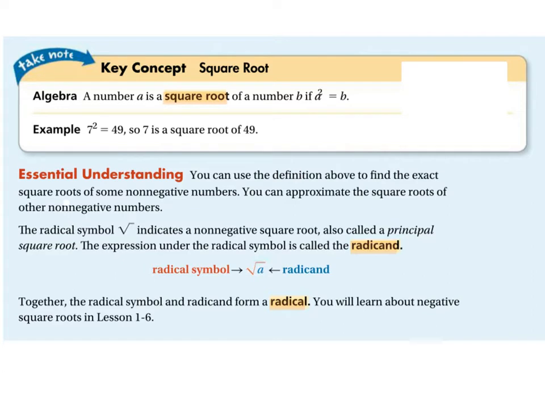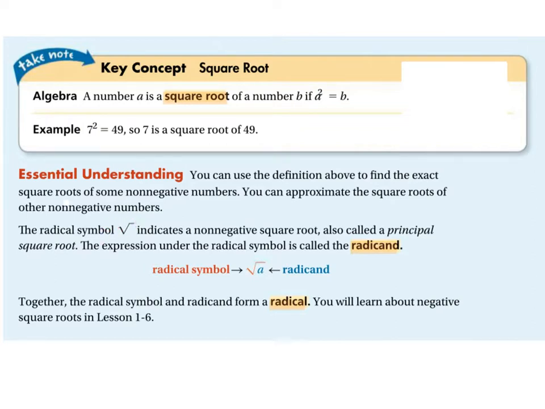Okay, for this first concept, we're talking about square roots. A number is a square root of another number. A is a square root of B if when you square A, you get B. So 7 is the square root of 49 because when you square 7, 7 times 7, you get 49. Okay? And we are going to use some certain terms.